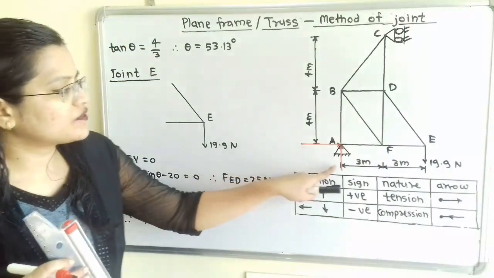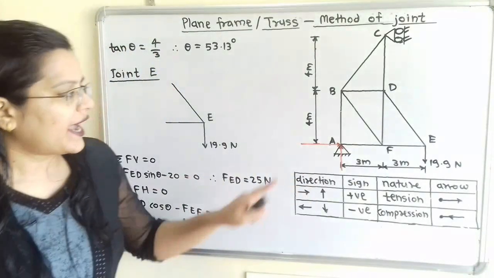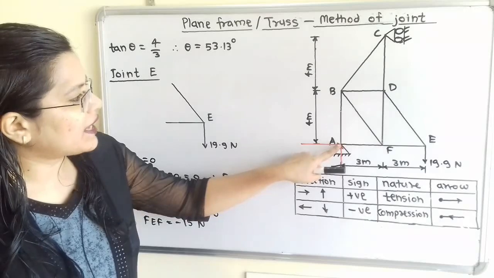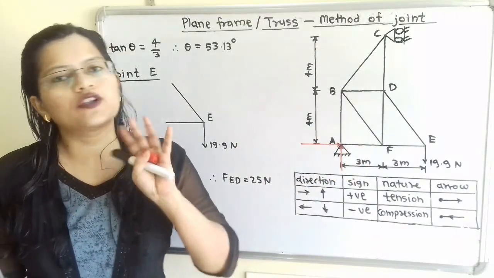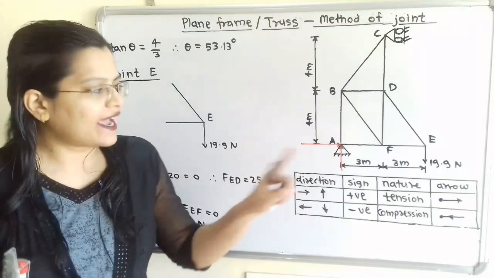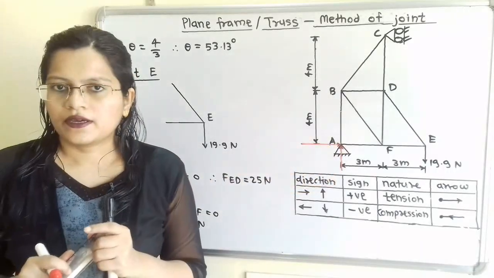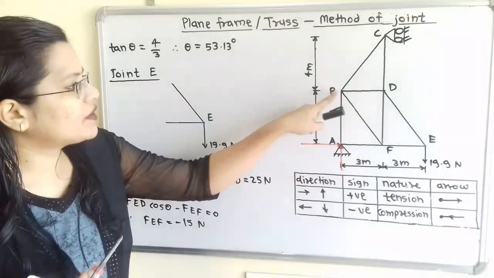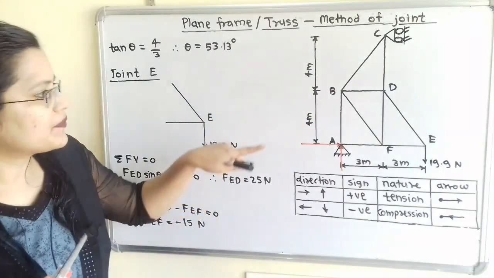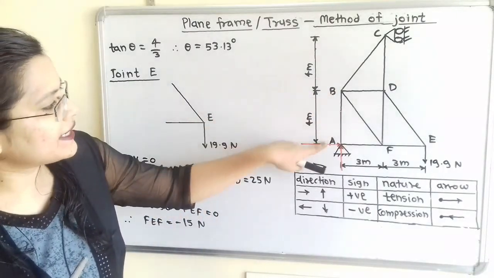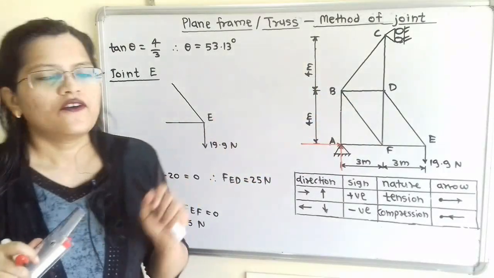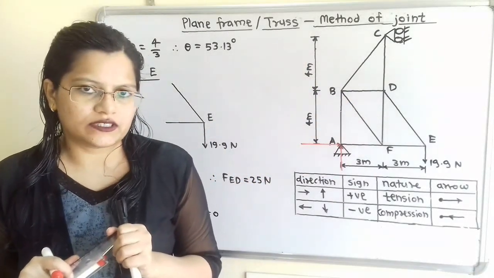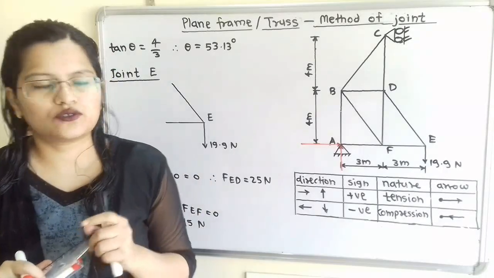Now these reaction forces are unknown, and the members related to A are AB as well as AF. So there are a total of 4 unknown forces, so we cannot use this joint A. Now we will move to the next joint, B. For B, there are BA, BF, BD, BC, so there are 4 unknown forces. So we cannot use this joint B.